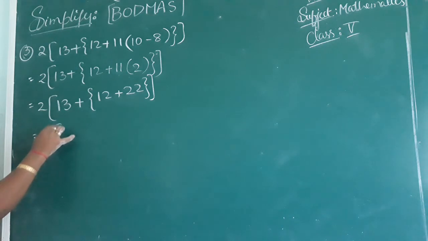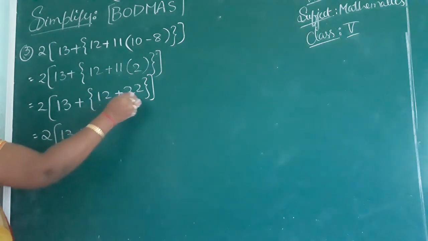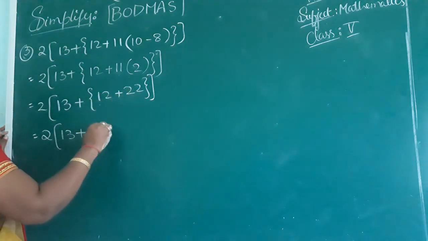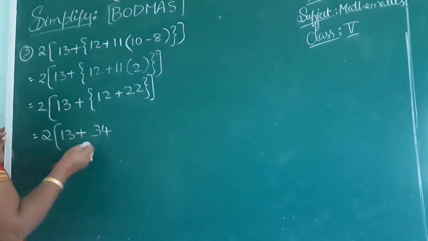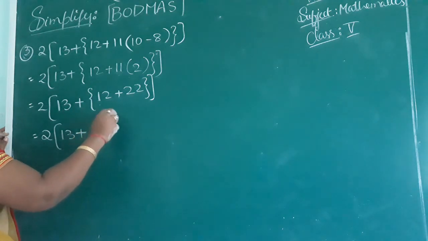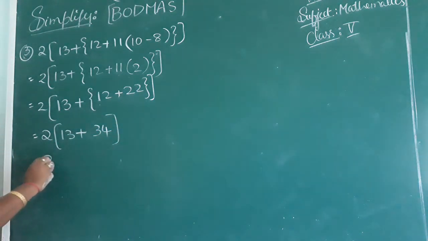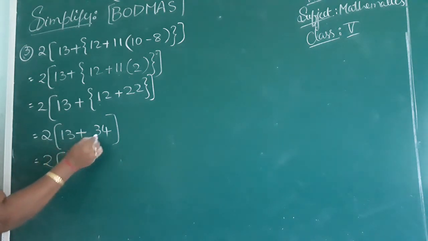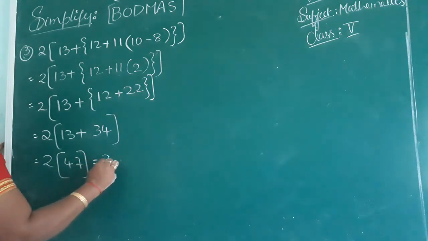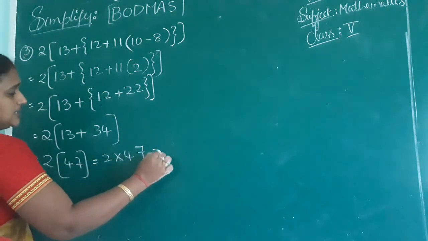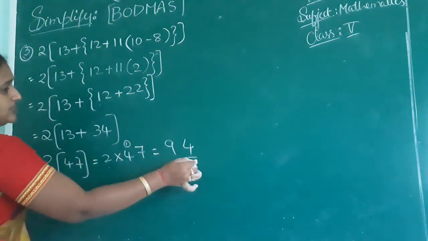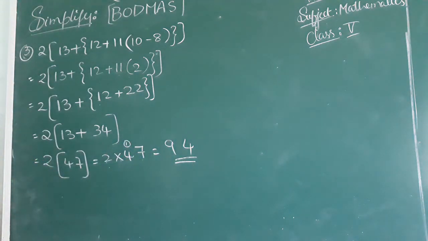2 of 13 plus, what is 22 plus 12? We have to simplify this bracket now. 2 plus 2 is 4, 3 plus 1 is 4, 34. Remove that bracket; we added those two. Next 2 of 13 plus 34 is 47. 2 of 47 means 2 into 47. 7 twos are 14, 2 fours are 8 plus 1 is 9. 94 is the answer. See the next one, last one in this session.